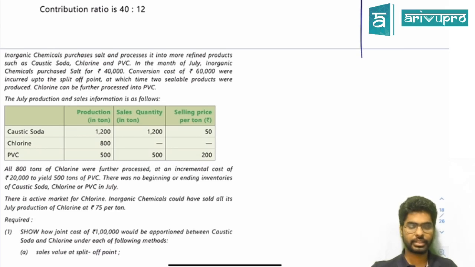First one, sales at the split off point. Okay, everyone, I want you guys to understand this. What are the two products which are coming out of the salt?